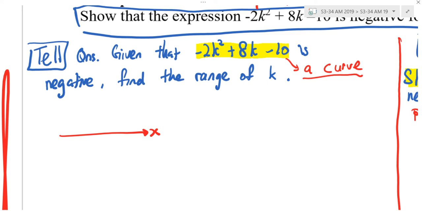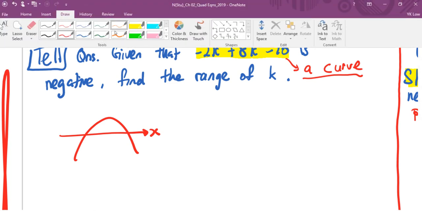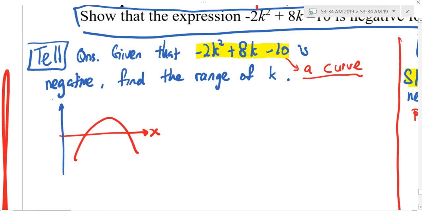Rachel, is this a U or N shape? Very good. N shape. Because this is k squared. So k squared means an N shape. How many of you drew this? Good. This is wrong because if I have the x-axis, y-axis, this is plus, this is minus, this is wrong because my curve got a bit positive, a bit negative. How do I change the curve so that it will be purely negative?